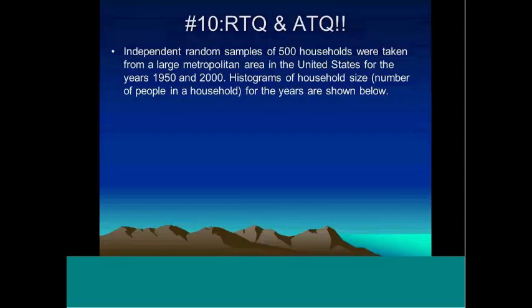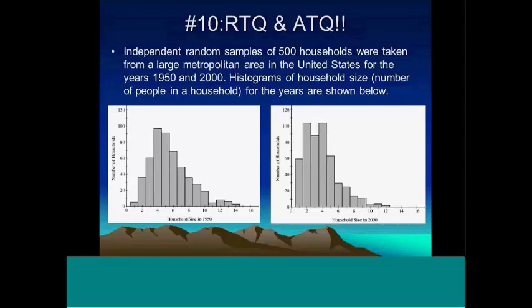Independent random samples of 500 households taken from a large metropolitan area in the U.S. for 2 different years. And histograms of household size for the years are shown here. So you can see in 1950, the household distribution was clearly skewed to the right, and in 2000 it was also clearly skewed to the right. But it looks like the center of the distribution was a little higher in 1950 than it was in 2000. So households tended to be slightly larger in 1950.